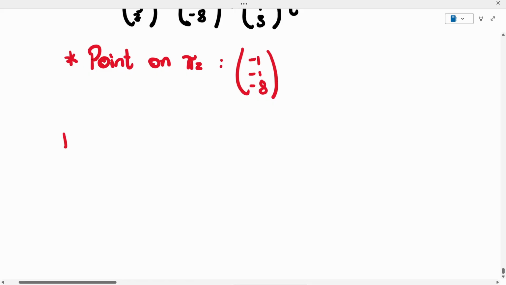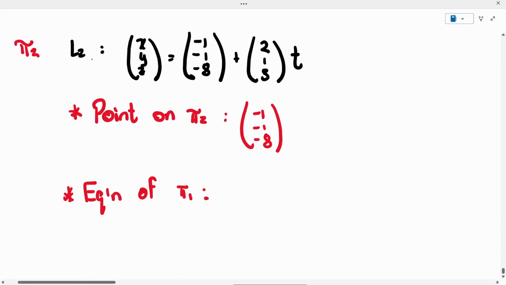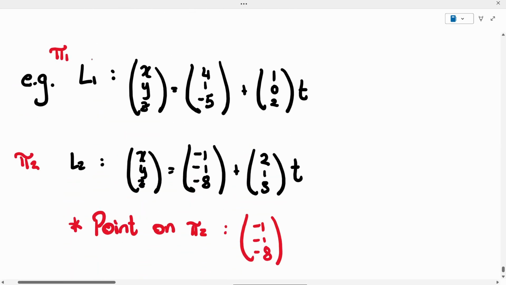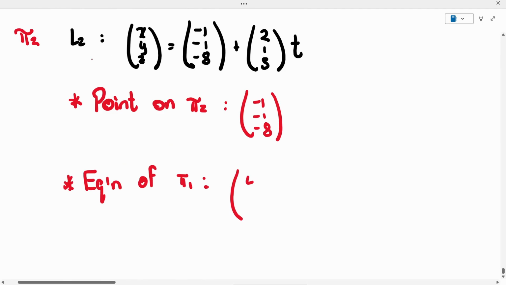What we need to find is the equation of pi 1. We can find the equation of a plane if we have a point on the plane and a vector normal to the plane. We have a point on pi 1, which is simply this point on L1. Again, if the point is on L1 and L1 is on pi 1, then the point is on pi 1: (4, 1, -5). And we just need a vector n. So this is going to be our p, and we need to find a perpendicular vector.